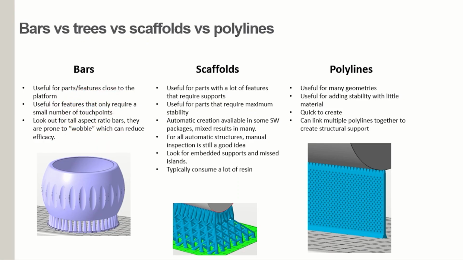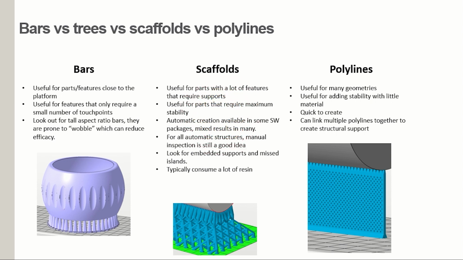Bar supports are good to use when parts are close to the platform, for smaller areas needing support such as islands or tight, small areas. It is important to consider the material properties when printing bars, as tall supports are prone to wobbling if not created with the right amount of structural integrity.